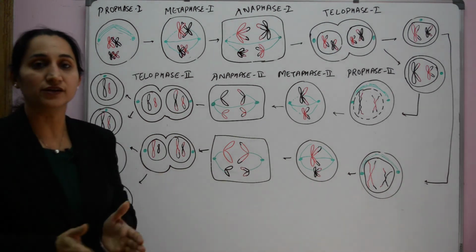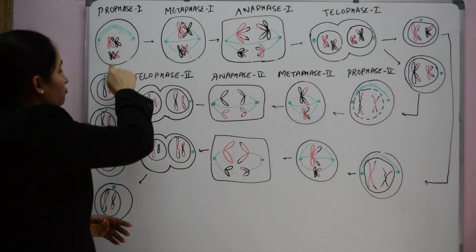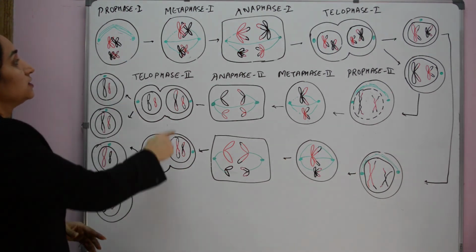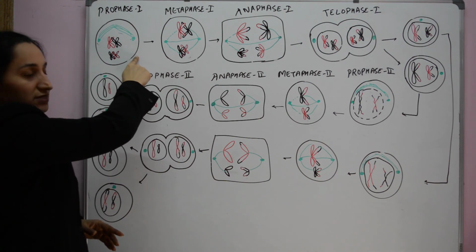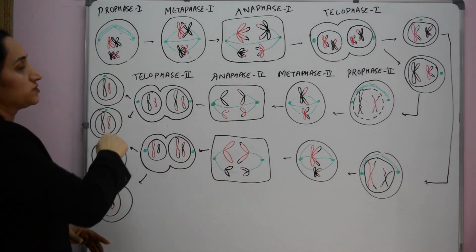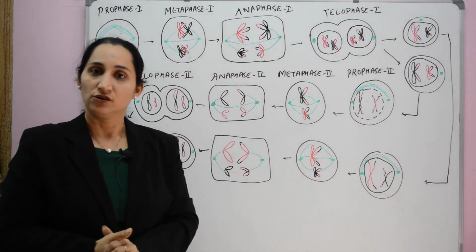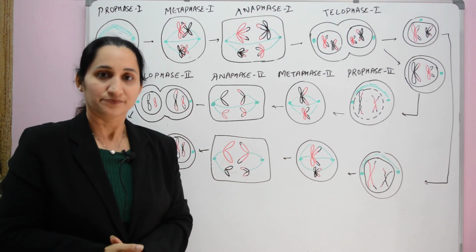So by the end of the full meiosis process, there are 4 daughter cells. One parent cell has given rise to 4 daughter cells, in which the number of chromosomes has reduced to half. So that is all with the meiosis process. Thank you.